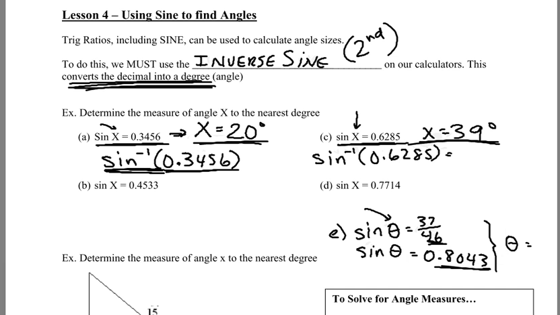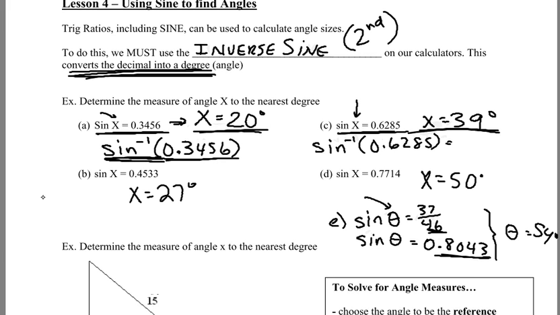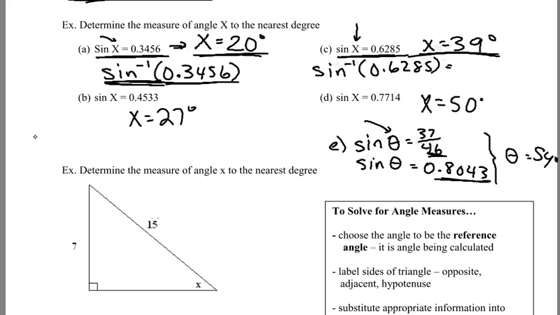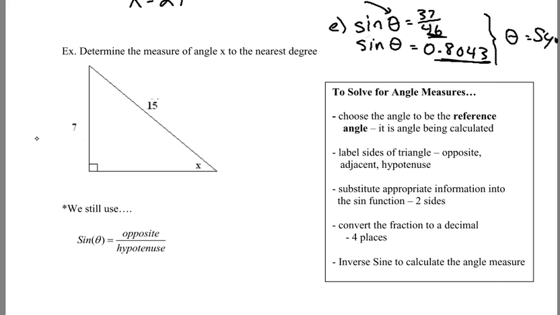It doesn't have to be done as a decimal. We could use the fraction form of it. If you try C and D, we get 27 degrees for C and 50 degrees for D. You can give those a try. But this now becomes important because today we're trying to find angle size.